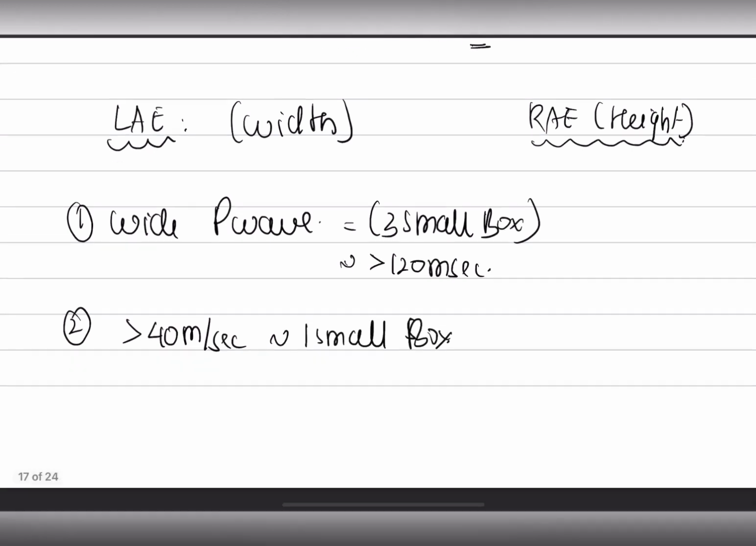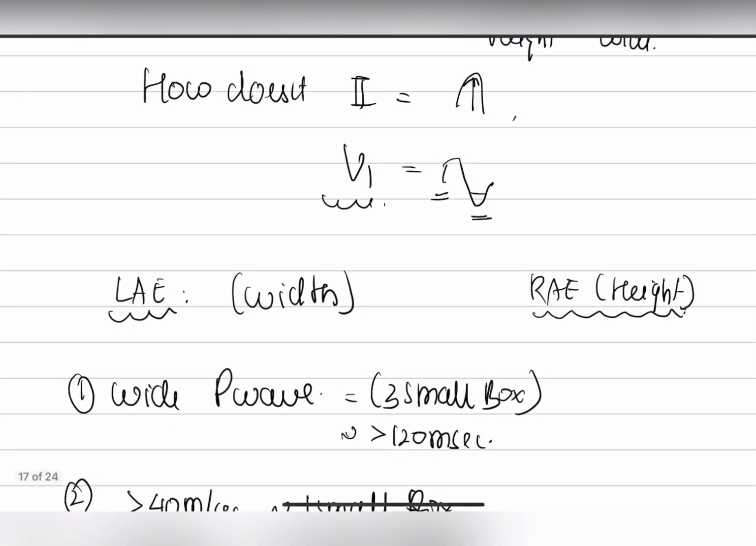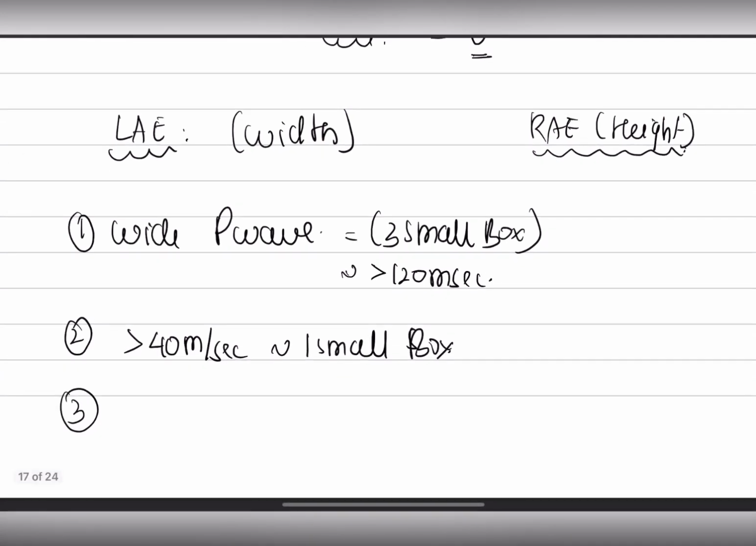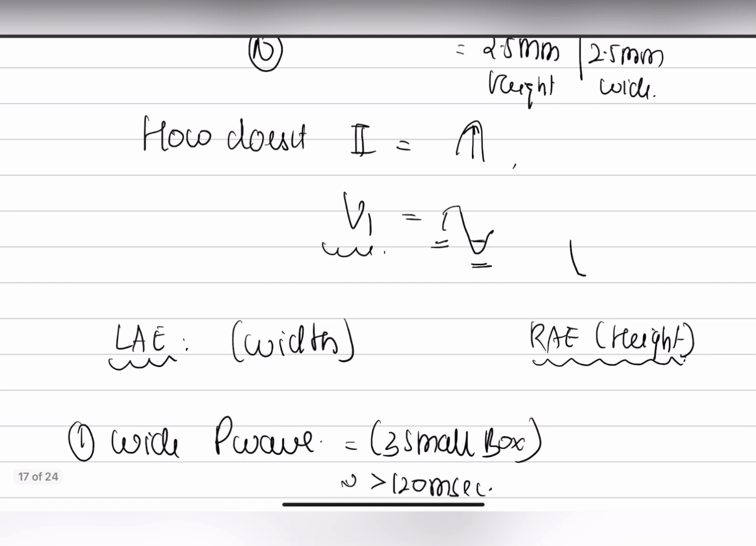The third point will be the terminal negative P wave, if you look at lead V1. This terminal negative P wave will be more than 1 mm in depth or more than 40 milliseconds in duration. So the terminal negative P wave will be going deeper, more than one small box, and the width will also be around one small box. So that is important.